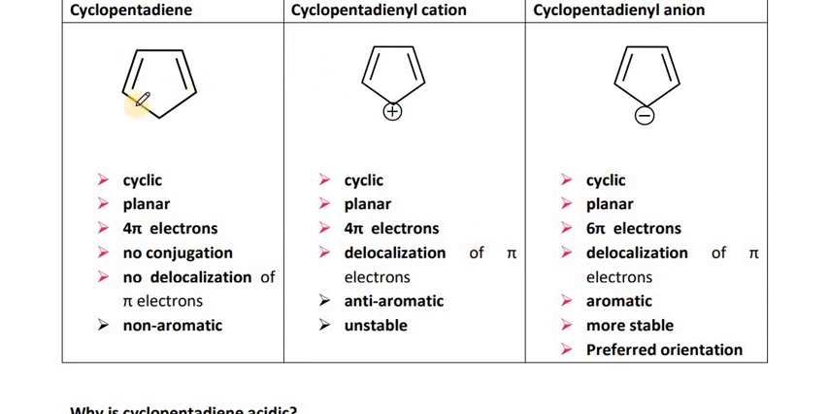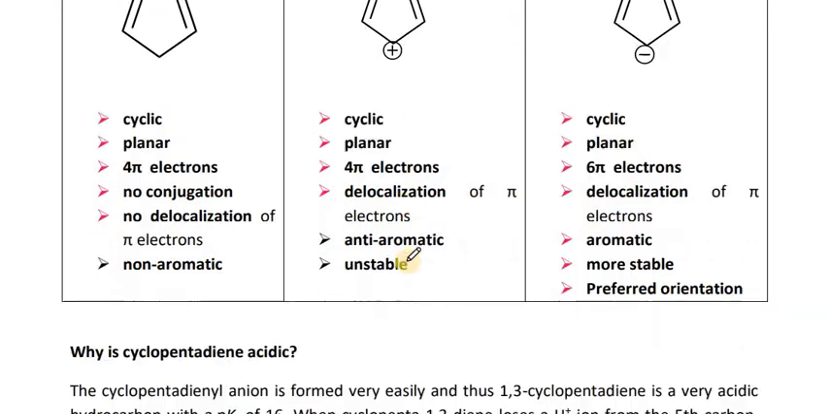So, coming to cyclopentadiene, its diene, cation and anion forms are all cyclic and planar in nature. The diene has 4 pi electrons. The cation has 4 pi electrons plus positive charge. The anion has 6 pi electrons with negative charge. Whereas cyclopentadiene is non-aromatic, its cation form is anti-aromatic and unstable, and its anion form is aromatic and more stable. Therefore, the anion is the preferred form for cyclopentadiene. So, cyclopentadiene exists as an anion. It avoids existing as a cation.